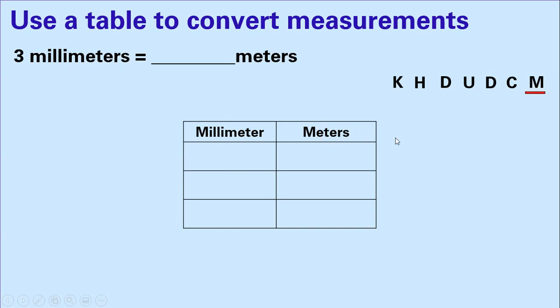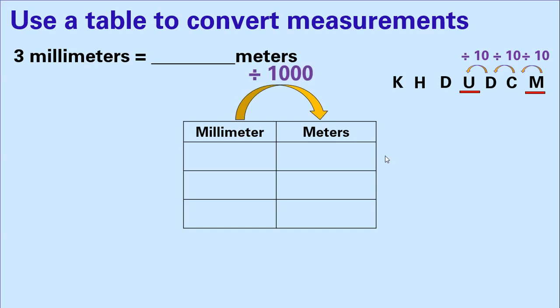We're going to go from millimeters, which is all the way at the end, to meters, which is one of the units, which is why we're underlining the U. We're moving over 1, 2, 3 places. Meters is a bigger measurement, so we know we're going to be dividing because we don't need as many meters to make up the same amount of millimeters. Since we're moving over 3 places, we can do 10 times 10 times 10, which is 1,000. We're going to be dividing by 1,000.